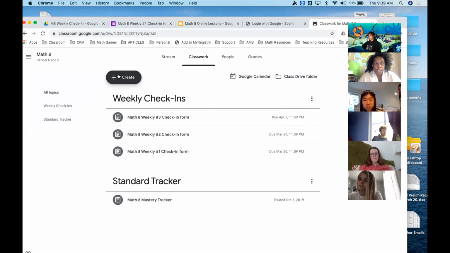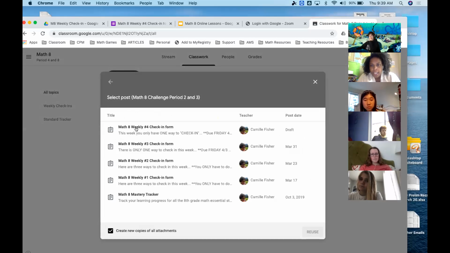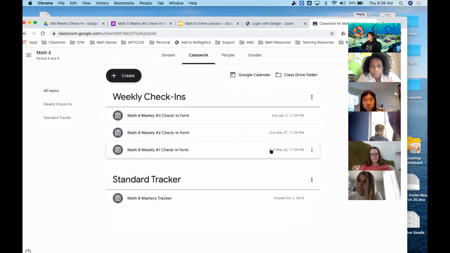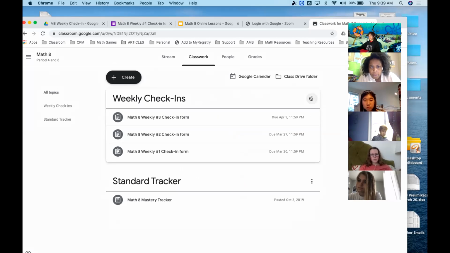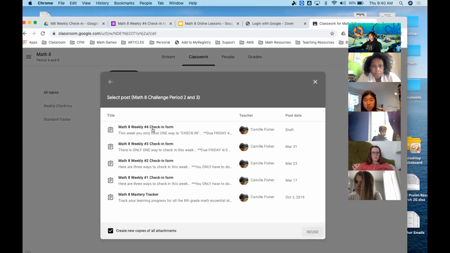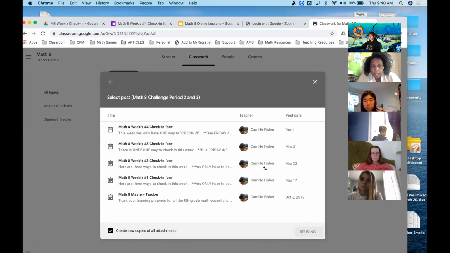So let me create a post. Oh, it's there. Oh my gosh, I saved it as a draft. So it was here this whole time. How do I get the drafts? Why is it not here as a draft? Okay, that's fine. We can just reuse it from the draft. Sorry about that, you guys.